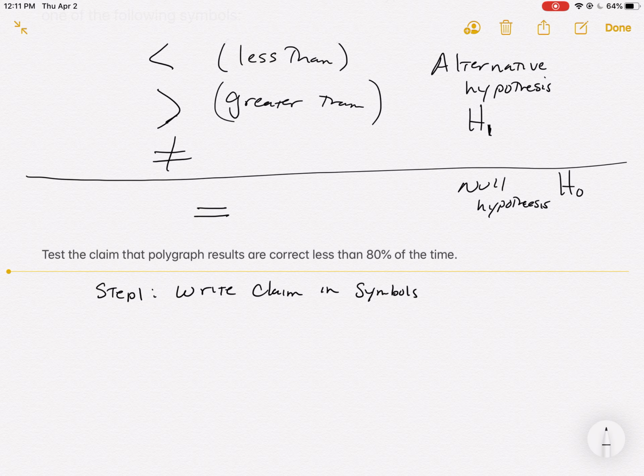So the claim in symbols would be, I would really recommend writing the word claim. Claim. We claim that polygraph results are correct less than 80% of the time. So notice they're making a claim about the proportion or the percentage of time they're successful. So we're making a claim that if you looked at every polygraph result and looked at the percentage of correct ones, that would be represented by P. We think that that is less than 0.80.